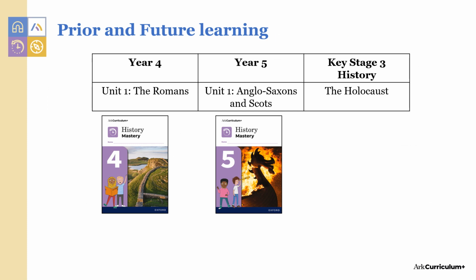Although all units will support pupils with historical understanding, the main units we've highlighted as supporting this one are the Year 4 unit, Unit 1, the Romans, the Year 5 unit, Unit 1, Anglo-Saxons and Scots, and learning that pupils will undertake in Key Stage 3 history based around the Holocaust. For more information on prior and future learning, please refer to the History Progression document and this unit's unit planning guidance.